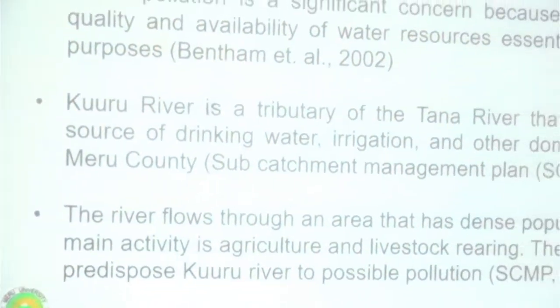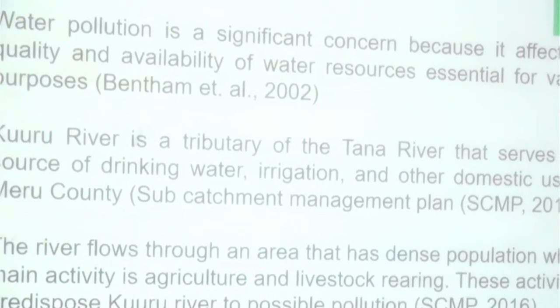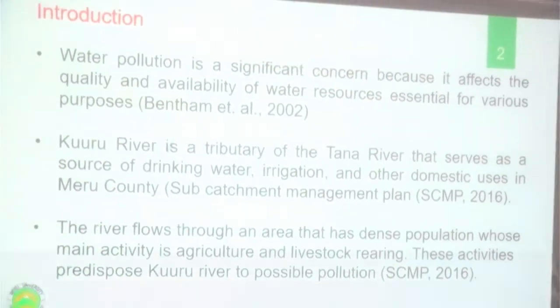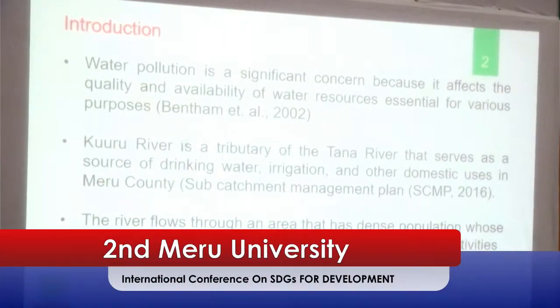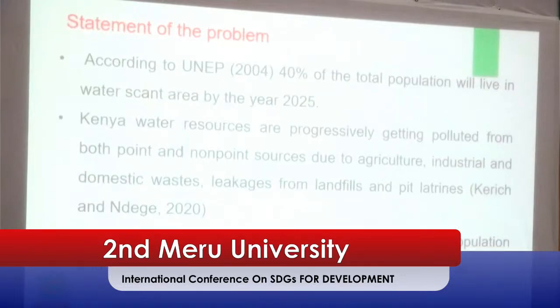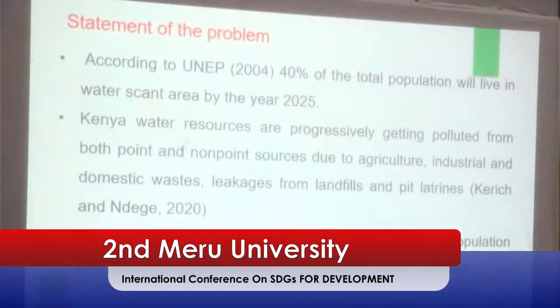The river flows through an area that is densely populated, and the main activity within the study area is agriculture and livestock rearing. This also is as per the subcatchment management plan of 2016. Problem statement: according to UNEP in 2004, 40% of the total population will live in water-scarce areas by the year 2025, that is like 2 years from now.